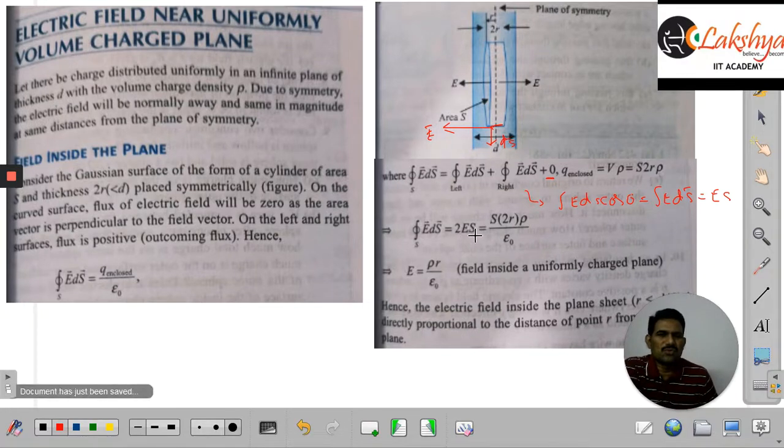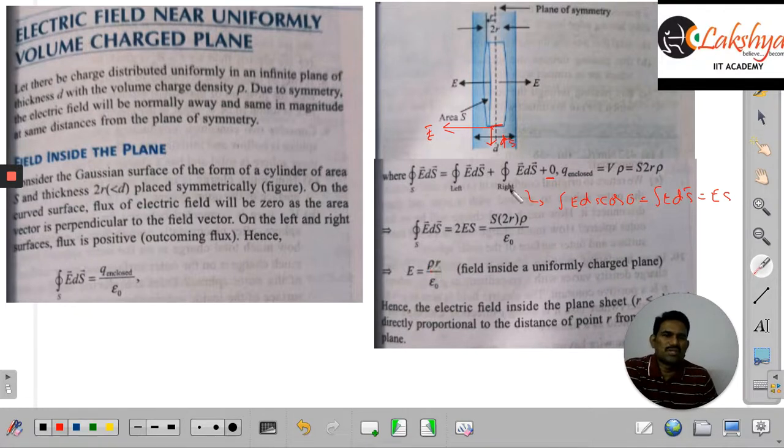So 2 into E into S is equal to q. This is our q term here. This q is nothing but S into 2r into rho by epsilon naught. Then this 2S will be cancelled. Then E is equal to rho into r by epsilon naught you will get. So this is the field inside the uniformly charged plane.